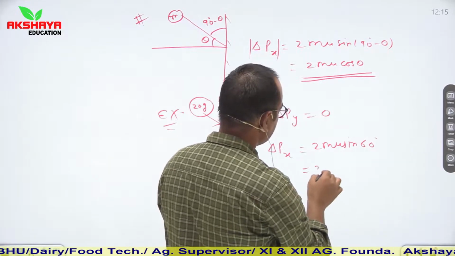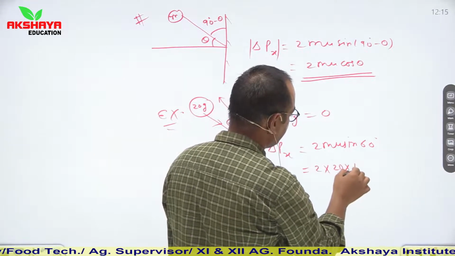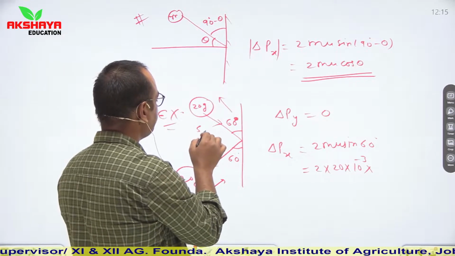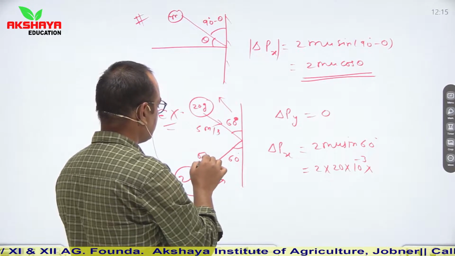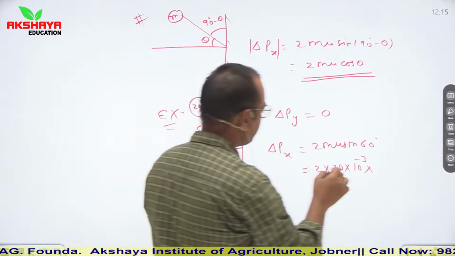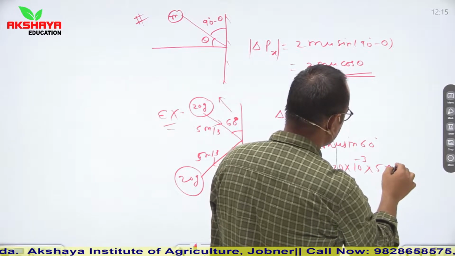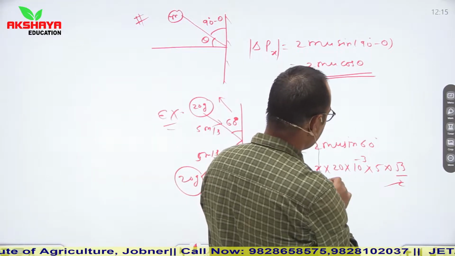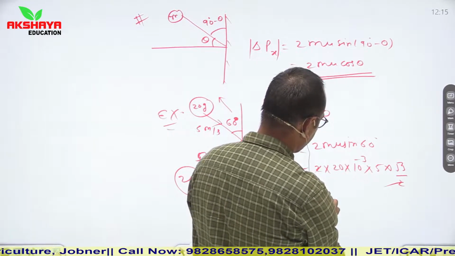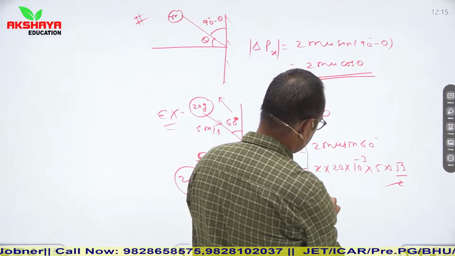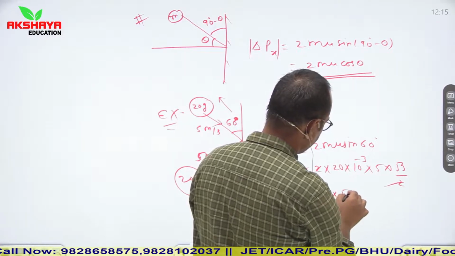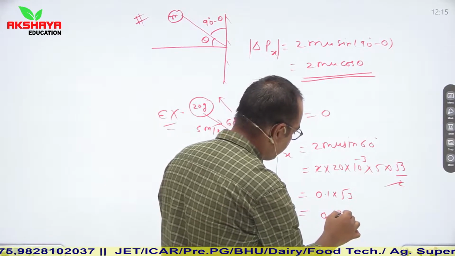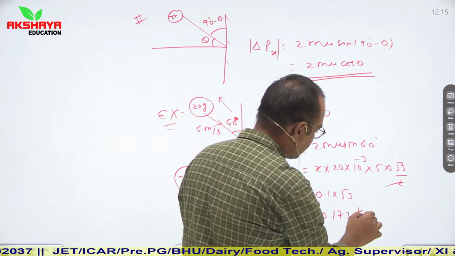Take the value of sin 60, and convert 20 gram into kg. Let us say that the velocity is 5 meter per second. So it is 5, and the value of sin 60 is root 3 by 2. So the 2 cancels out. 20 into 5 is 100. 100 root 3, or you can say 0.1 into root 3. Root 3 is 1.73. So we can say that it is 0.173 kg meter per second.